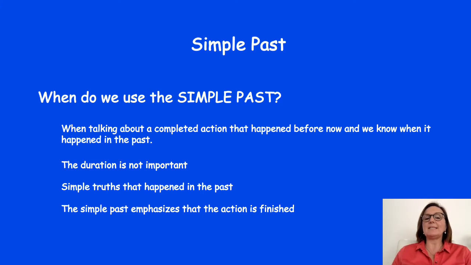We use it for saying simple truths that happened in the past. For example, he lost his keys. She went shopping. She played football. He got the bus home. And the simple past also emphasises that the action is finished.